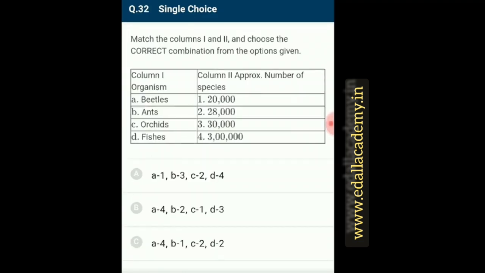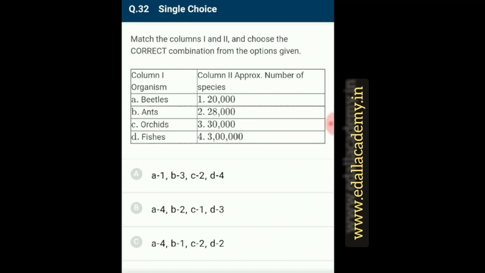Question number 32. Match column 1 and 2. Choose the correct combination from the options given below. The variety of flora and fauna in a particular habitat or the globe is called biodiversity. Basically, it is a way to measure the differences and variations among organisms at the genetic, species and ecological level. Biodiversity is higher in the tropical region compared to temperate and polar regions.